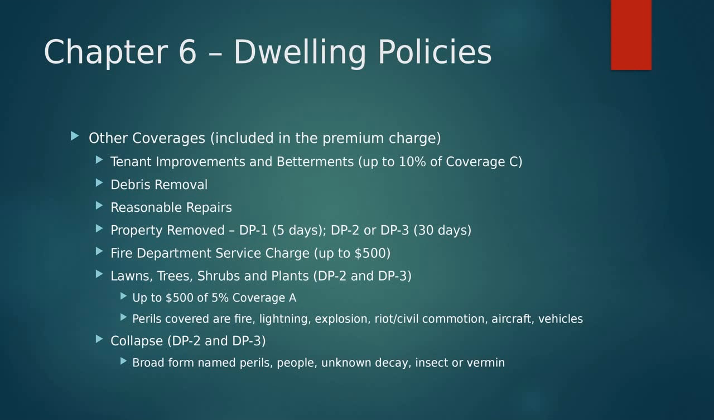There's a concept called property removed. So property removed means that if you, as the insured, have moved your property from your property because you're trying to get it out of harm's way and it still becomes damaged, the coverage will still be in effect on your property where it is at its alternate location, but only for a limited amount of time. Under a DP1 policy, this is going to be a 5-day period. Under a DP2 or 3 or any homeowner policy, it's going to be a 30-day period.